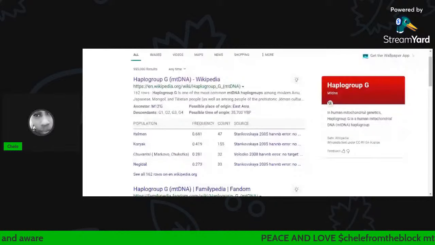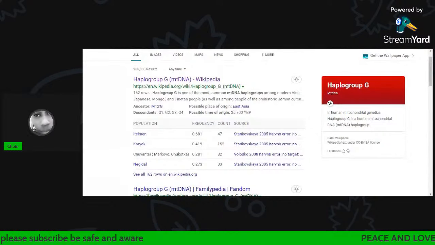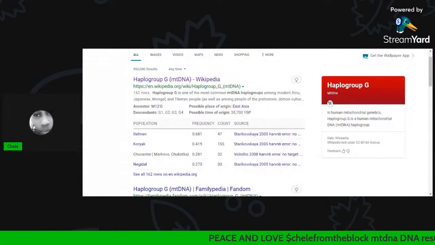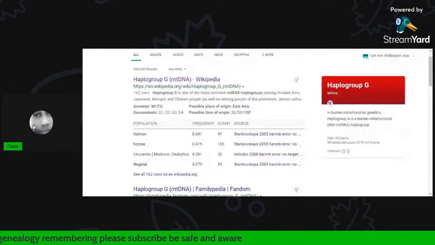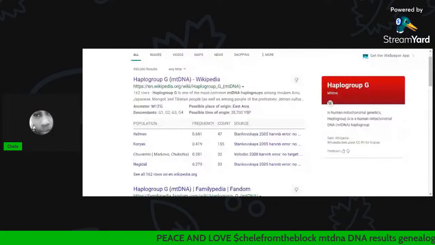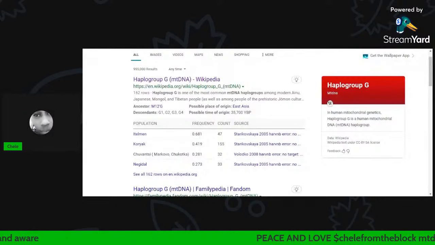Today, haplogroup G is found at its highest frequency in indigenous populations of the lands surrounding the Sea of Okhotsk. G is one of the most common DNA haplogroups among modern Ainu, Japanese. What is Ainu? Oh, okay. Ainu, Japanese, Mongol, Tibetan peoples. Wow. As well as among people of the prehistoric Jomon culture. Are you serious? It is also found at a lower frequency among many other populations of East Asia.